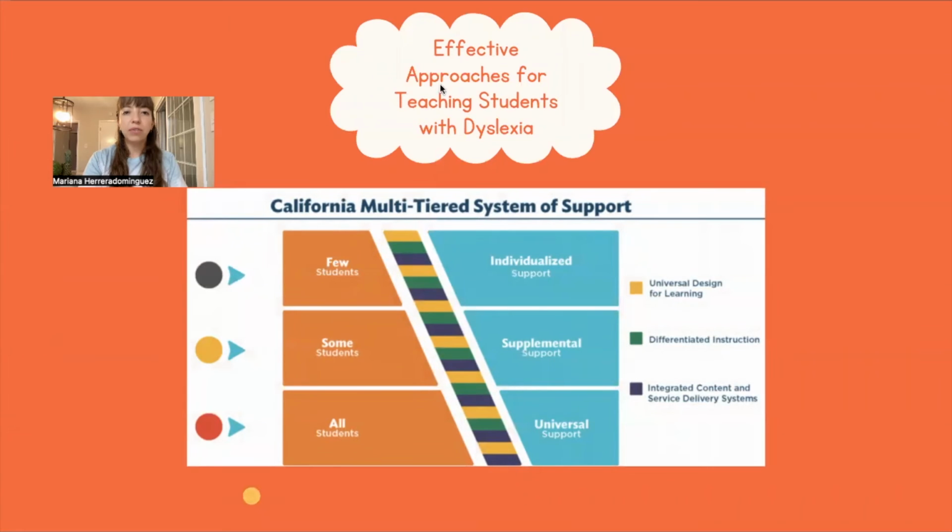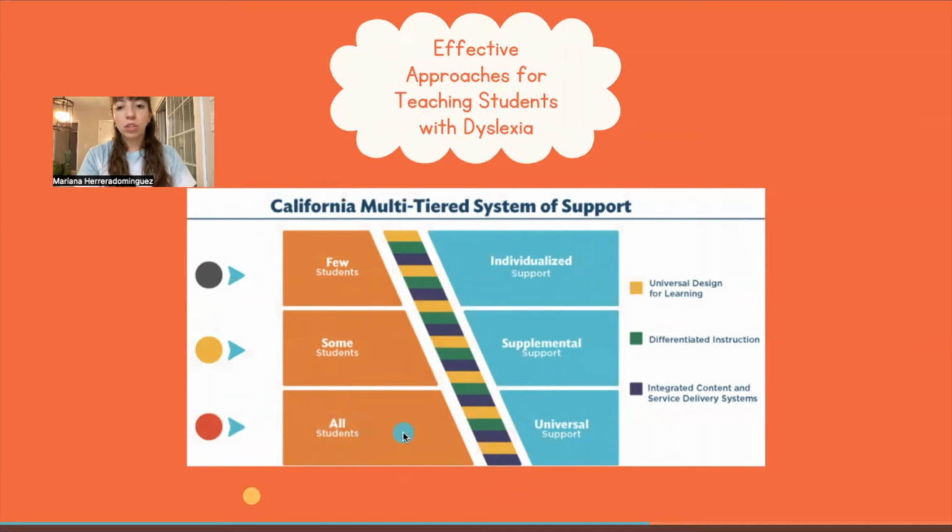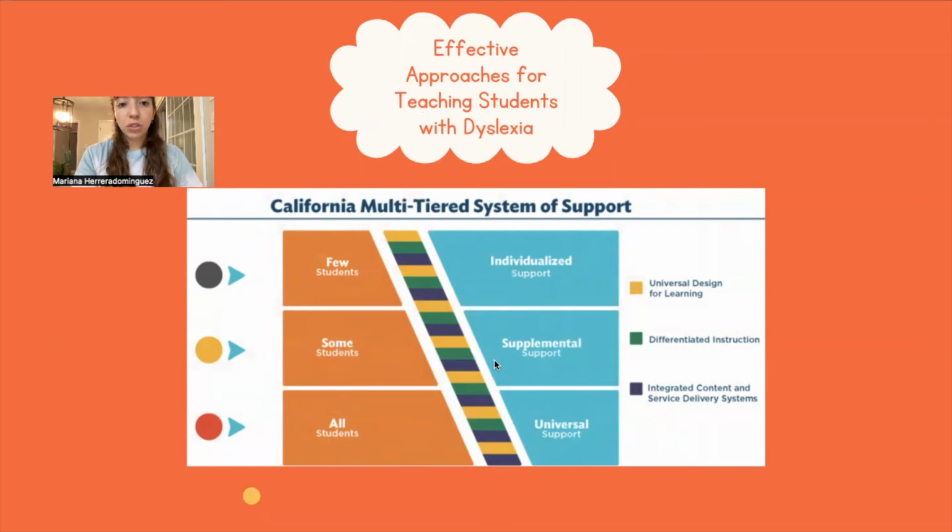So effective approaches for teaching students with dyslexia. Well, obviously all students should receive universal support. Some students will need supplemental support and a few students will need individualized support. This is a California multi-tier system of support. Sometimes when we talk about the levels of support, the pyramid might be inverted, in which case we need to support the teacher with their instructional strategies and maybe a few humans supporting the classroom in order for the students to succeed and the teacher to also be successful in their instruction.